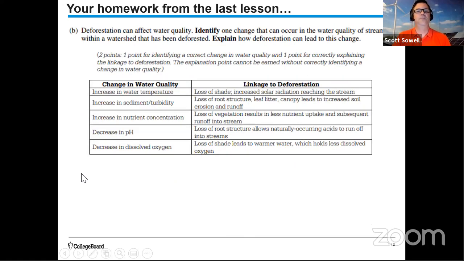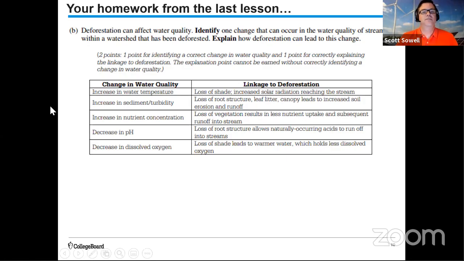Let's go to B. So B says deforestation can affect water quality. Identify one change that can occur in the water quality of streams within a watershed that has been deforested. Explain how deforestation can lead to this change. So this is an identify and an explain. 1 point for identifying the change in water quality and 1 point for explaining how deforestation caused that change.